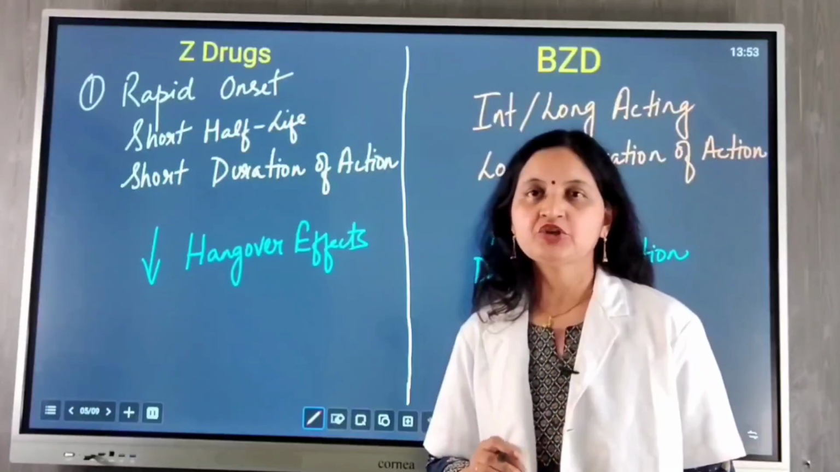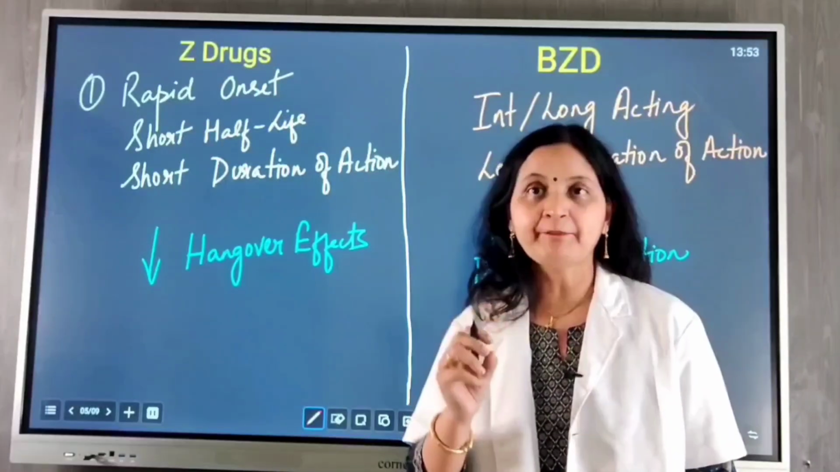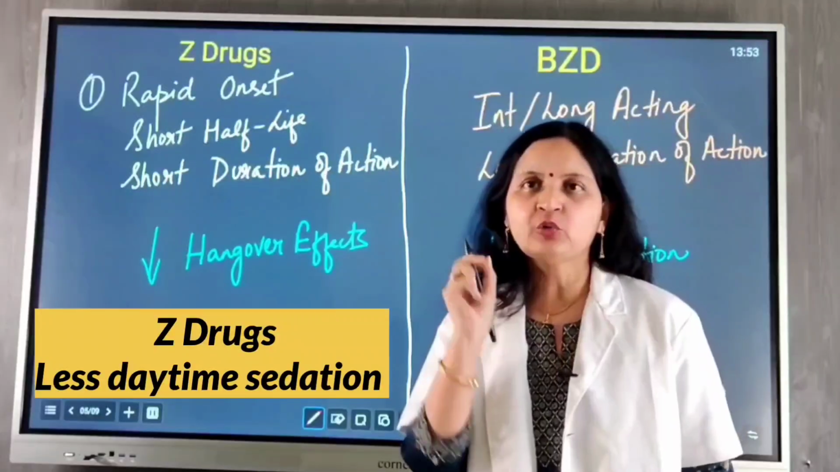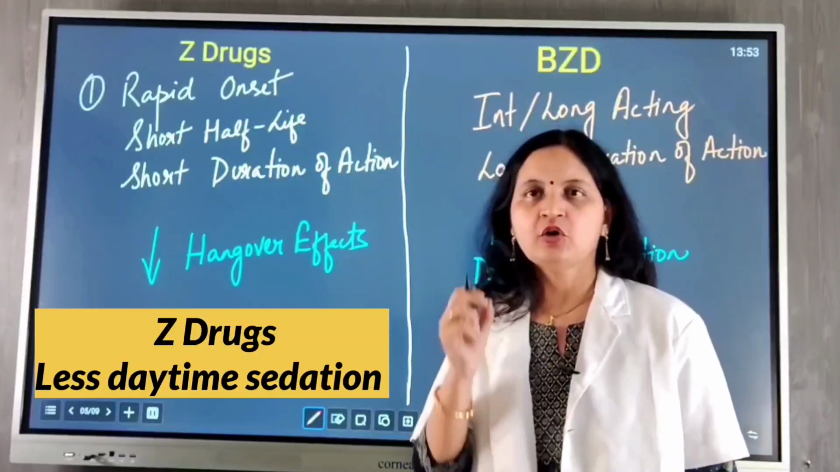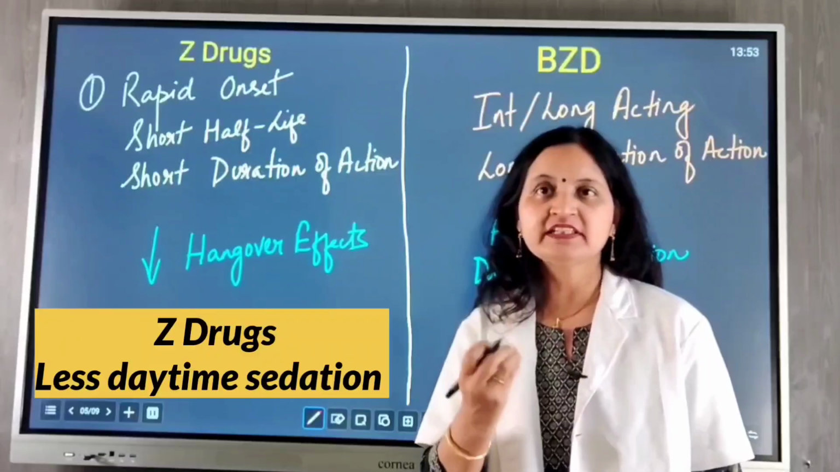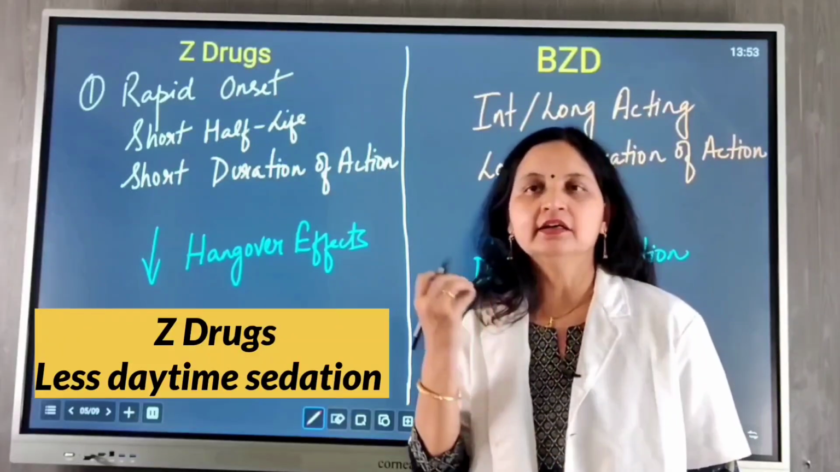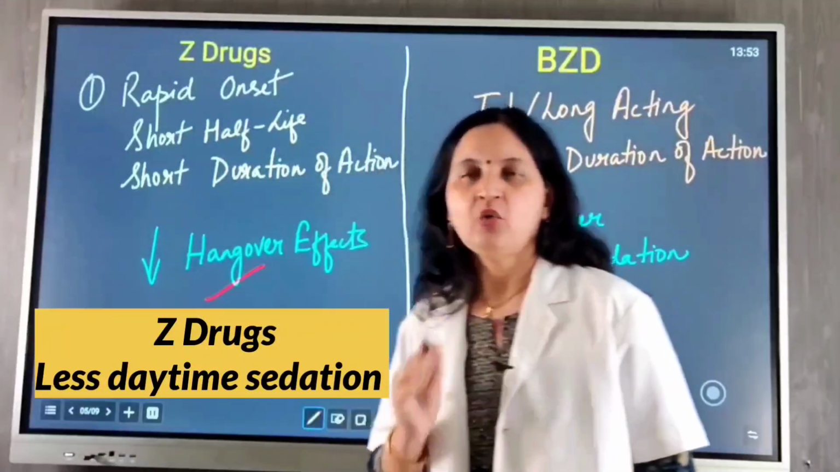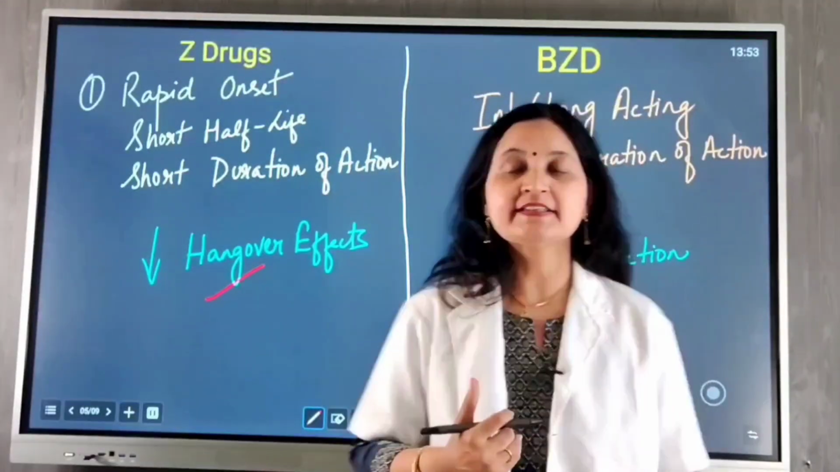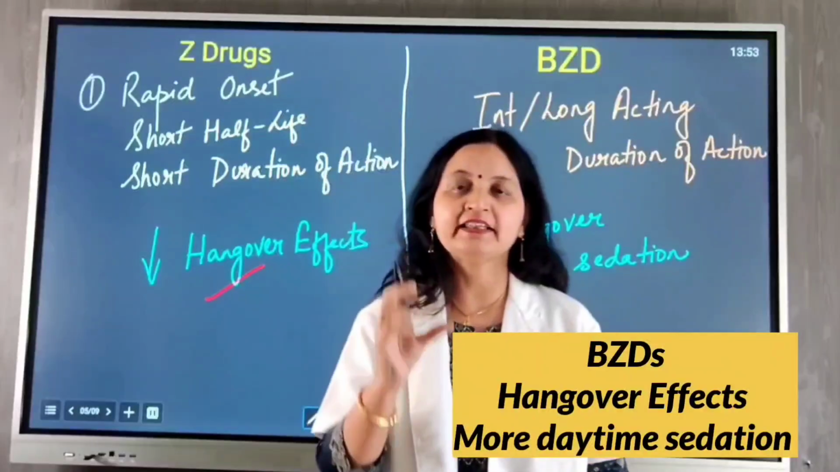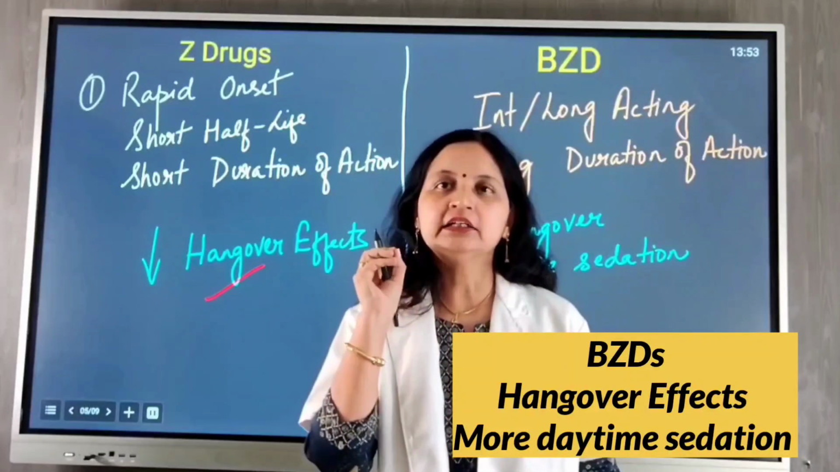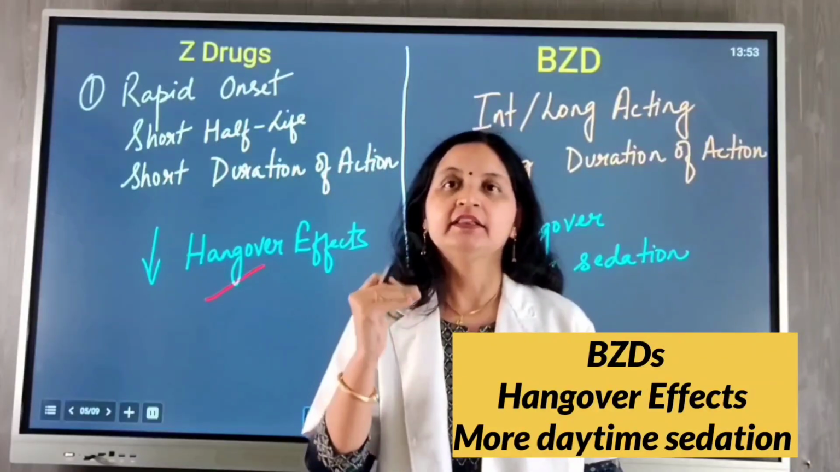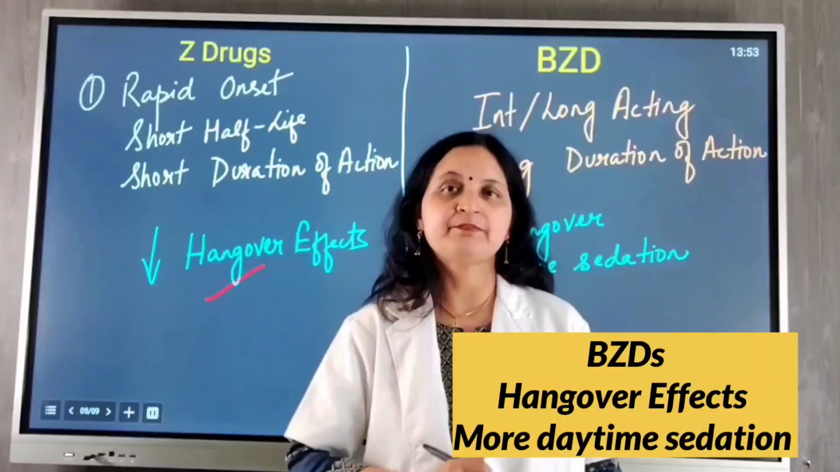Now with respect to the duration of action, the Z group of drugs act rapidly and they have a short half-life. So the duration of action is short and they act quickly, within 20 minutes. So Z group of drugs are preferred for sleep onset insomnia and the hangover effects are less. There is less daytime sedation with Z group of drugs, whereas benzodiazepines, particularly intermediate and long acting, have a long duration of action. The half-life is long, therefore they can produce daytime sedation. The hangover effects are seen with the benzodiazepine group of drugs.